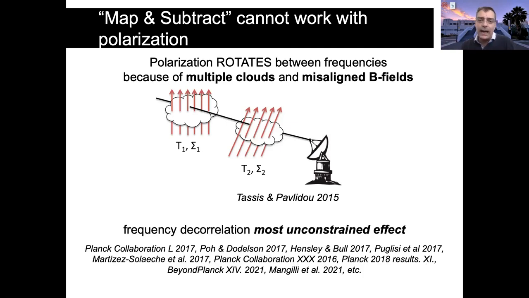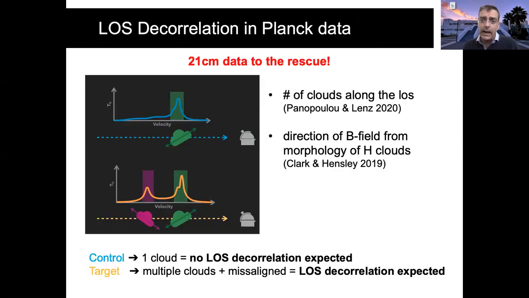This so-called line of sight (LOS) frequency decorrelation of the polarization pattern has been studied by several groups since, but there has not been a consensus among all these studies because the effect remained elusive and unconstrained until very recently. That is, a few months ago, when we actually showed the first evidence that this effect is present and significant in the Planck data.